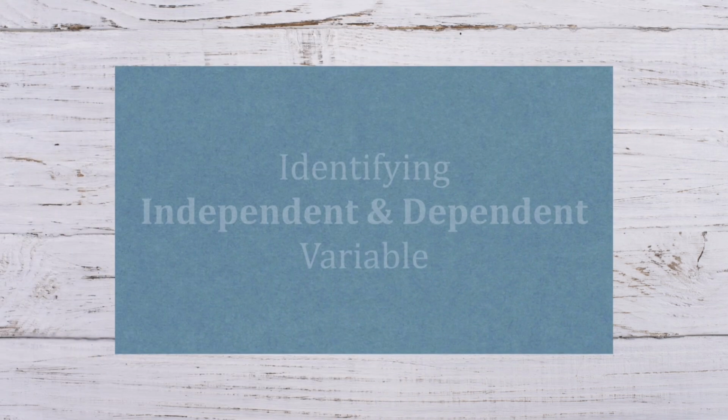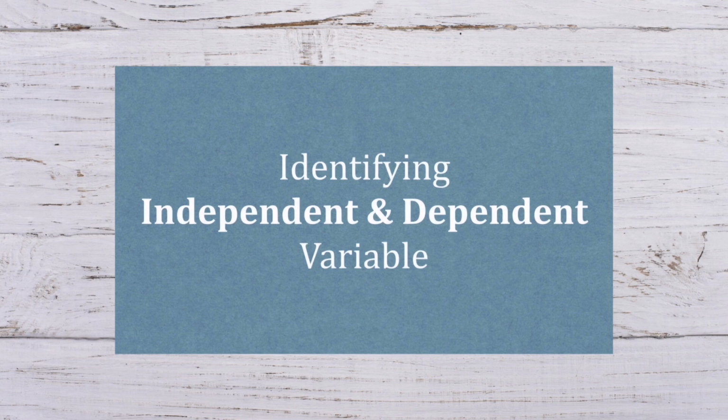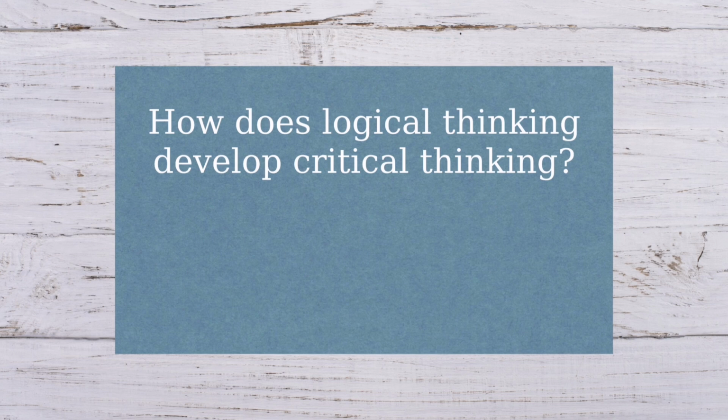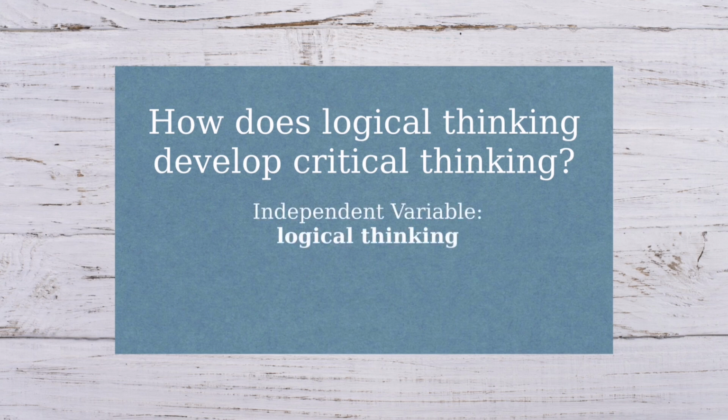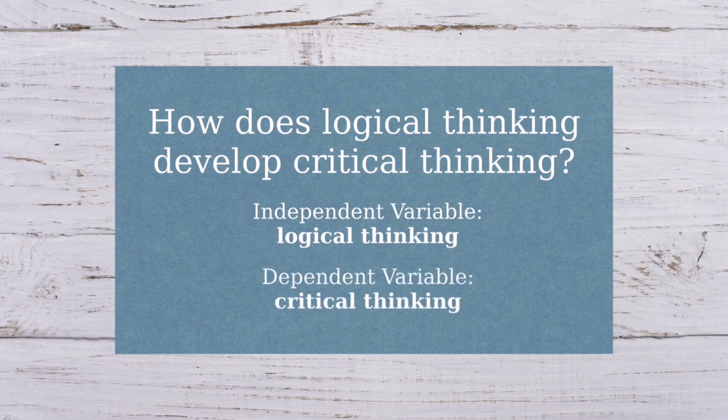Now let's learn further independent variable and dependent variable. I'll be giving a series of research problems. Now you identify the independent and dependent variable on it. Number 1. How does logical thinking develop critical thinking? Logical thinking is the independent variable, and the critical thinking is the dependent variable.